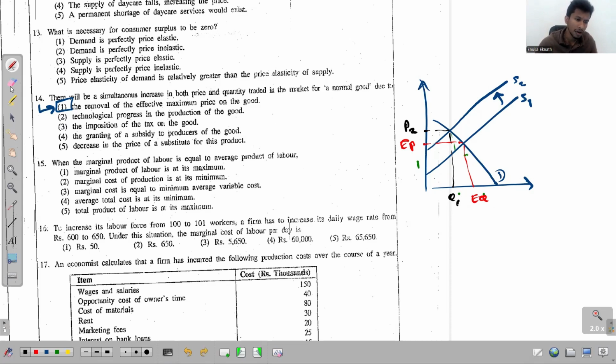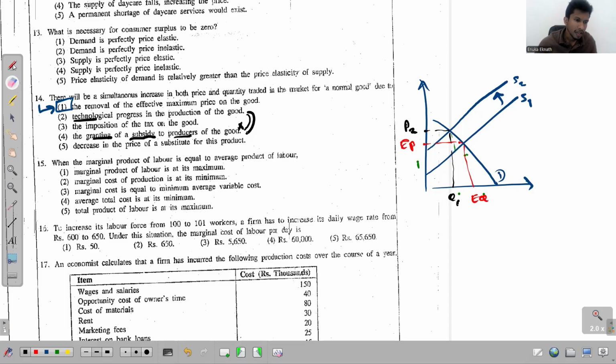And look at the fourth one. The fourth one says granting of a subsidy to the producers of the good. So the same outcome as what we discussed in the second one. When technological progress happens, the supply gets increased. Even if the government is providing a subsidy to the producers, again the supply increases so that the supply curve gets shifted to the right side. So the outcome in the market will be the same as what we discussed in the second option. So then it is not the answer again.